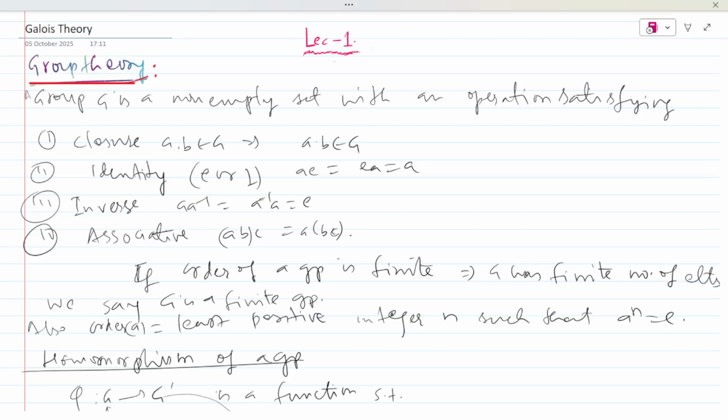If the order of a group is finite, then we say that G is a finite group, and in that case, G has a finite number of elements. The order of a is the least possible integer n such that a to the power n equals the identity.